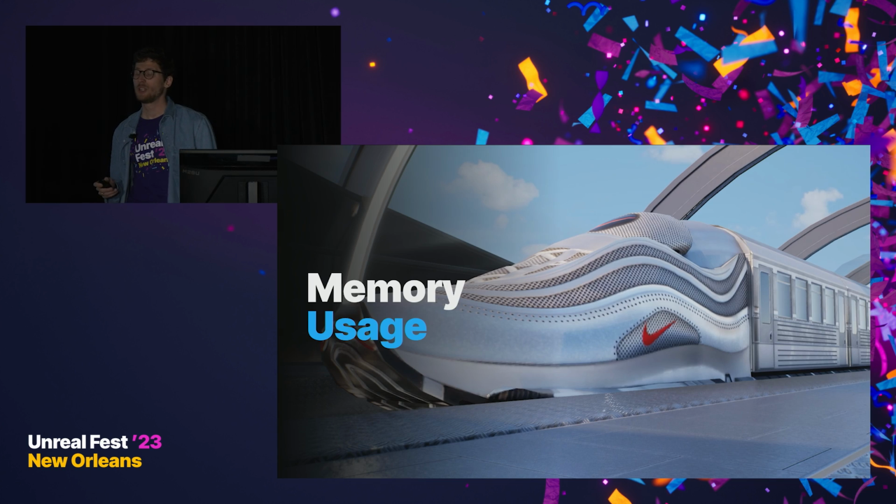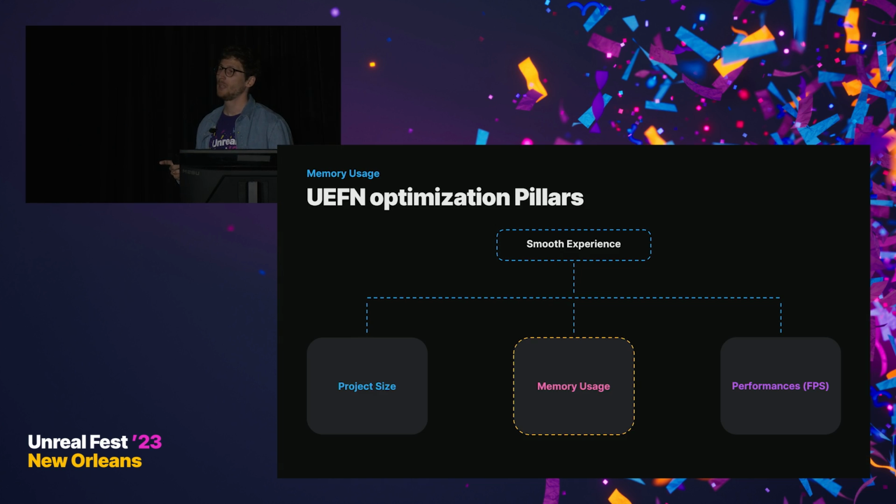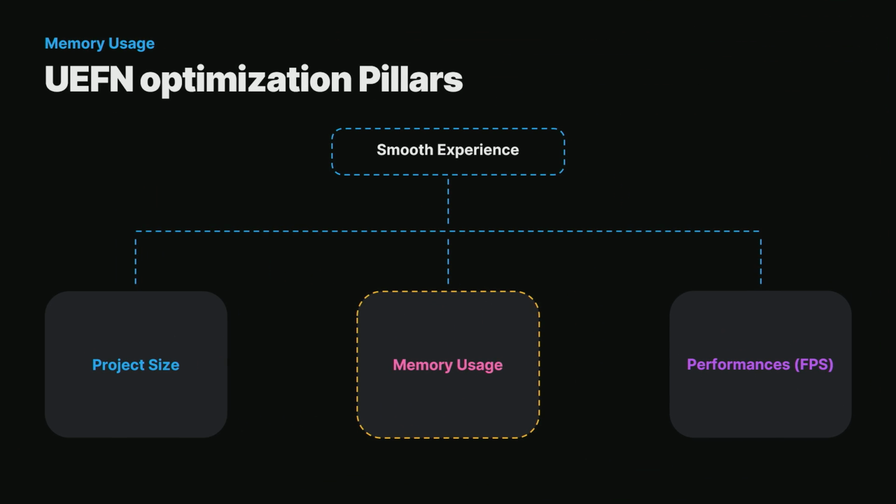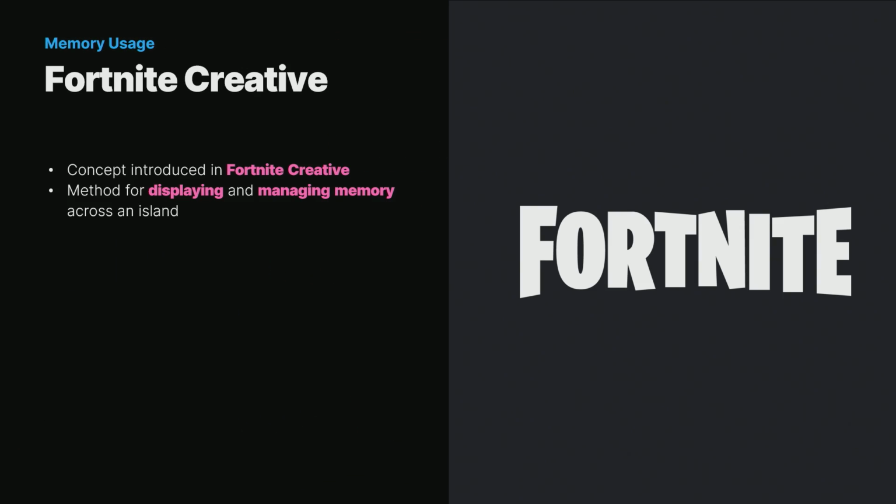Right, let's move on to memory usage. It is our second pillar in our UEFN optimization chart. And the concept of memory usage was first introduced in Fortnite Creative. In short, it is a method for displaying and managing memory across an island.